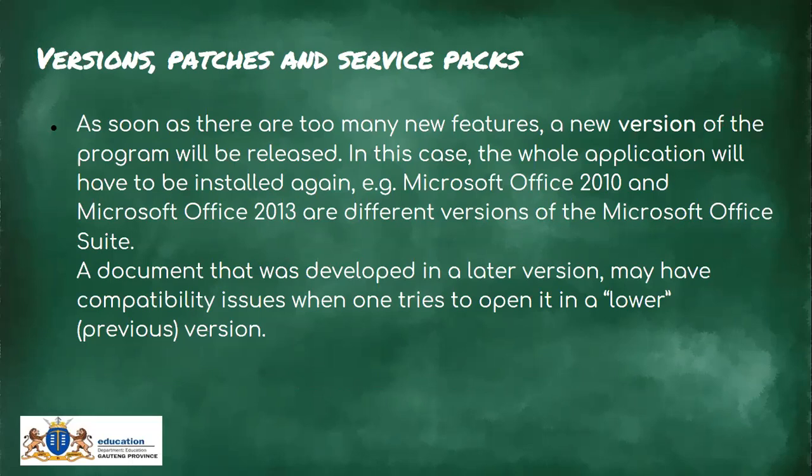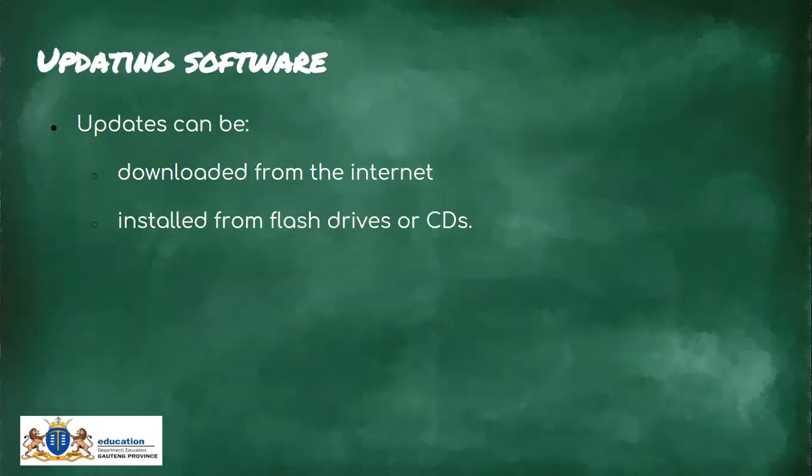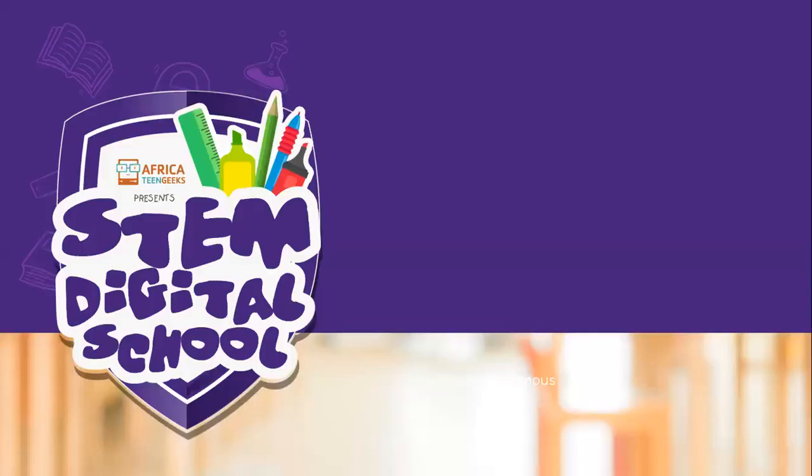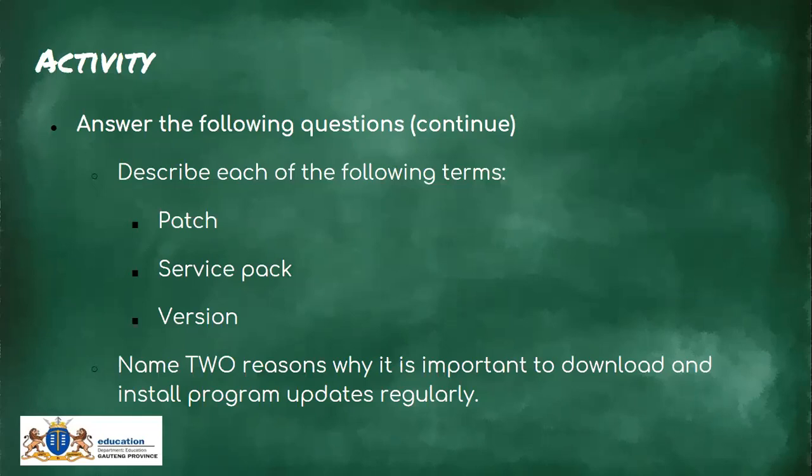So a document that was released in a later version may have compatibility issues when others try to open it in a lower version, because that new one has some more new features on it as a program, you understand? So that's it. So I think now we understand the difference between version, patch and service pack. And then, okay, let's talk about the last question. Then I think we'll be done. Name two reasons why it is important to download and install program updates regularly. So I think that is the last question, Buhle.